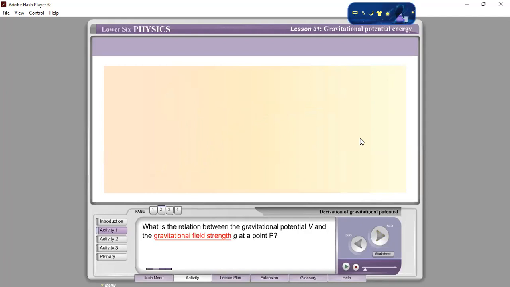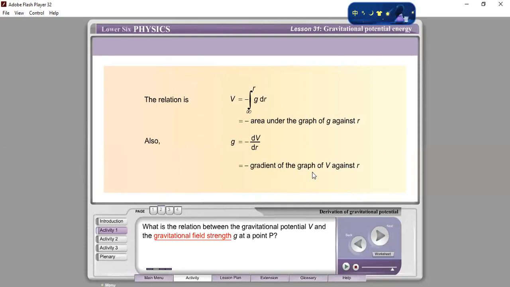What is the relation between the gravitational potential V and the gravitational field strength g at a point P? The relation is V equals negative integration of g dr over the limits infinity to R, which equals negative the area under the graph of g against R. Also, g equals negative dV over dr, which equals negative the gradient of the graph of V against R.